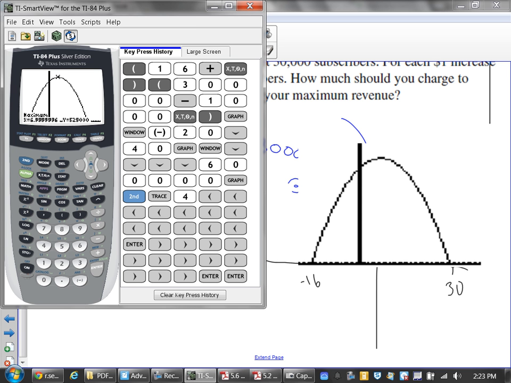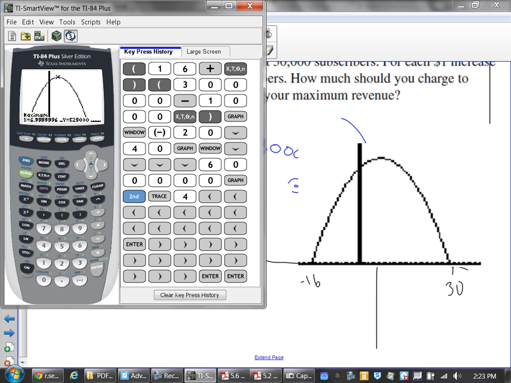Second trace. Now, here's what I want you guys to think of. It's asking for dollar increase. How many dollars increase? Well, 6.99999 is how many dollars? 7.00000 is how many dollars? 7. Okay. You're going to have a little bit of rounding error, so think about what's going on.